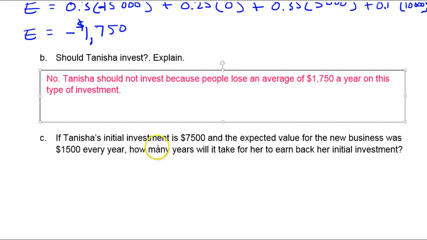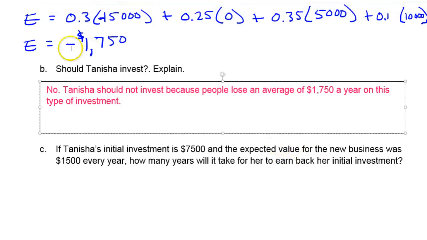Now, we're sort of rewriting the situation. Imagine that Tanisha's initial investment was $7,500, and imagine that instead of having an expected value of negative $1,750, her expected value was positive $1,500 a year. How many years would it take her to earn back her initial investment?